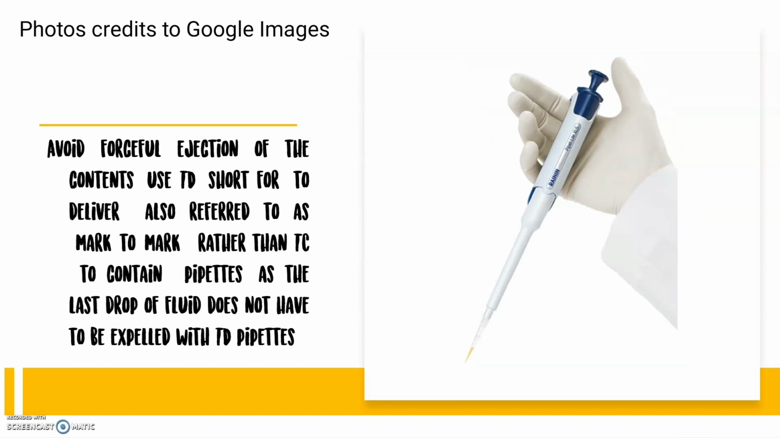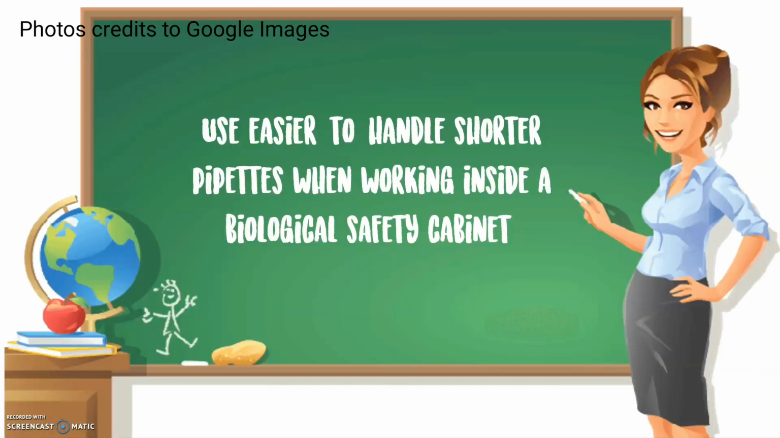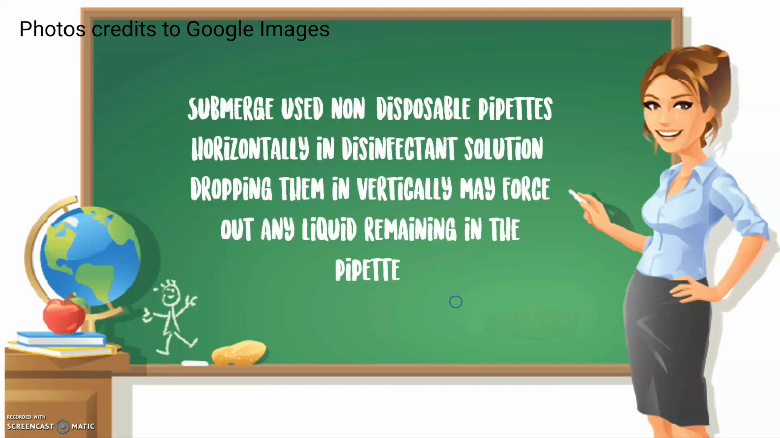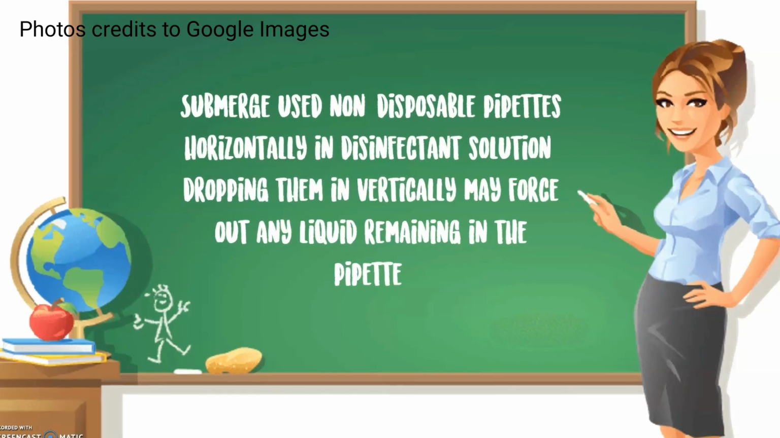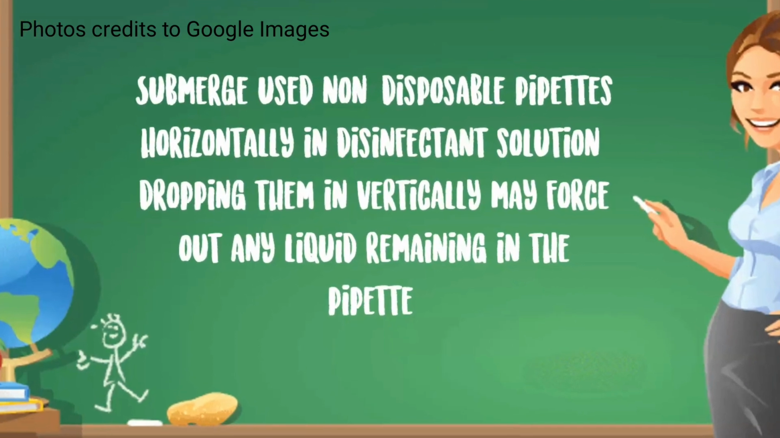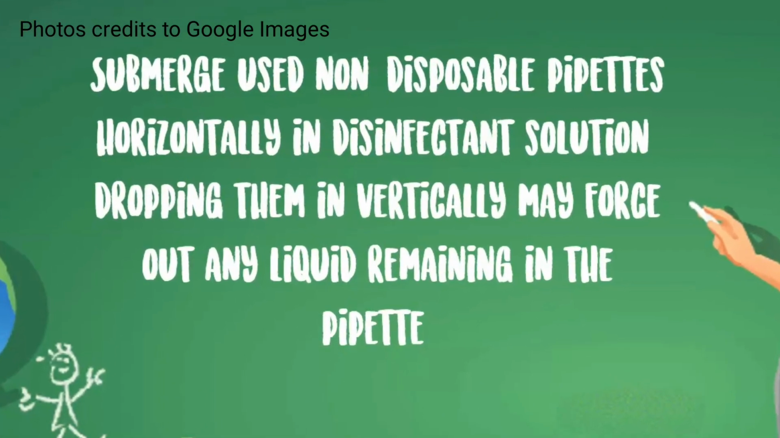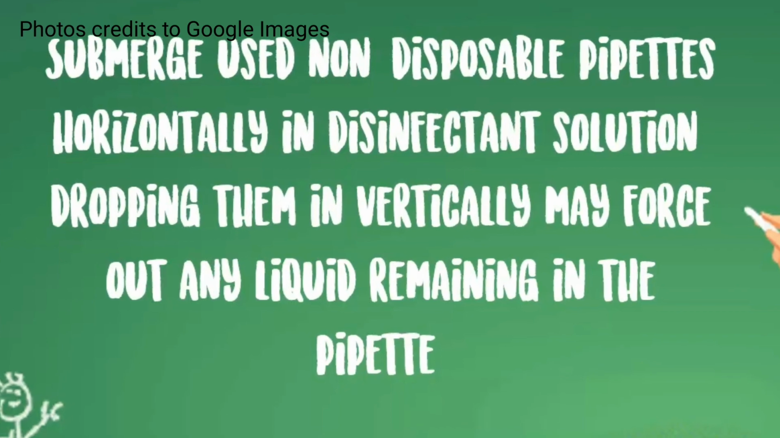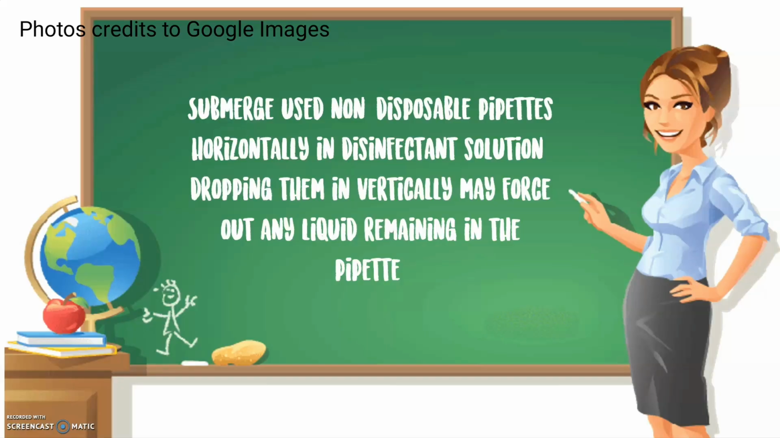Avoid first full ejection of the contents. Use the "to deliver," also referred to as mark to mark, rather than "to contain" pipettes, as the last drop of fluid does not have to be expelled with these pipettes. Use easier to handle shorter pipettes when working inside the biological safety cabinet. Submerge used non-disposable pipettes horizontally in disinfectant solution. Dropping them in vertically may force out any liquid remaining in the pipette.